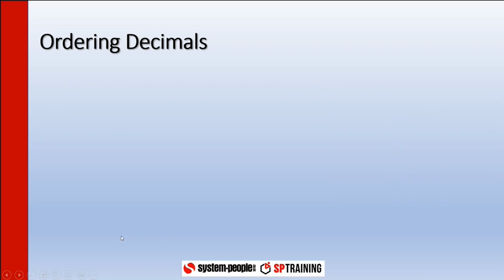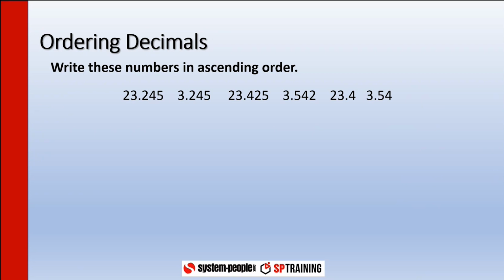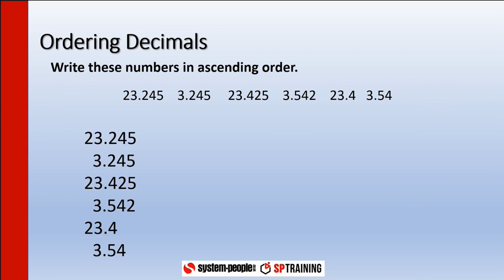So when we're ordering decimals, we're going to write these numbers in ascending order. So we've got 23.245, 3.245, 23.425, and 3.542, and 23.4, 3.52. We're going to write them in ascending order. Ascending is going from the lowest to the highest. So we look through them, and we're going to write them.